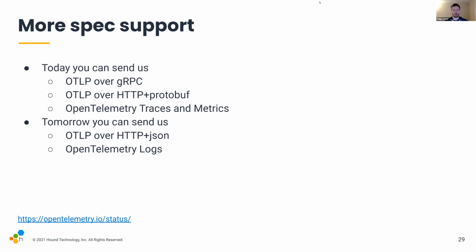But realistically, what that means is that in some languages it may be more idiomatic to send over, say, HTTP JSON than gRPC, and you shouldn't have to step outside of the comfort zone of what you're used to in order to send us data. So I would say watch for the status of these things that are experimental today, and that'll give you a pretty good indicator of when those are going to light up in Honeycomb. And we're watching these as well.